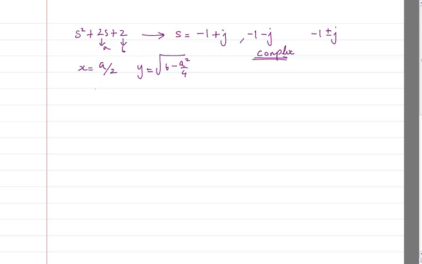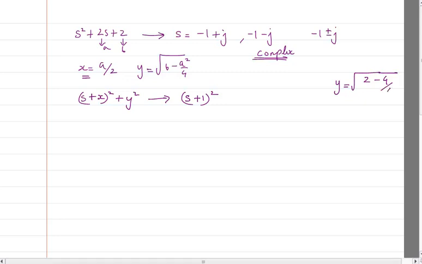So I can straight away write it in s plus x the whole square plus y square. Finding out the value of x, which is a is 2, so 2 by 2, x is equal to 1, so s plus 1 the whole square. And y is going to be equal to under root of b is 2 minus a square, which is 4 by 4, which is under root of 2 minus 1, which is 1, which answer is 1.